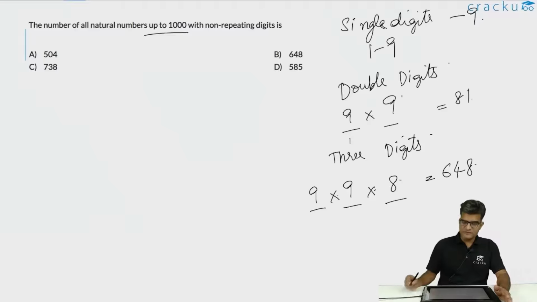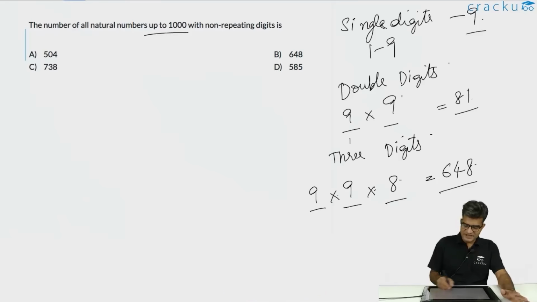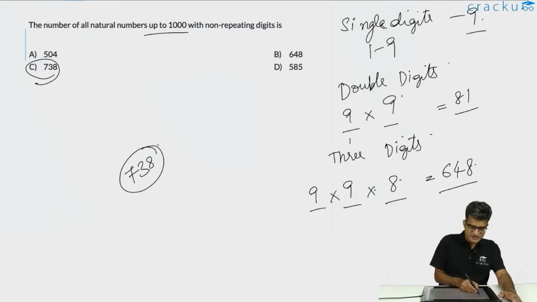So the total number of natural numbers which are less than 1000 with non-repeating digits is 648 plus 81 plus 9, which is equal to 738. So the answer for this question is option C.